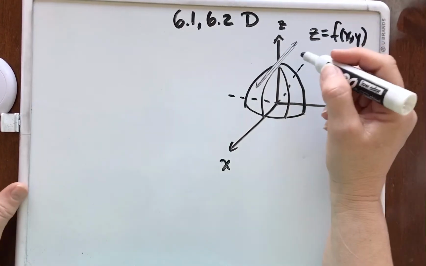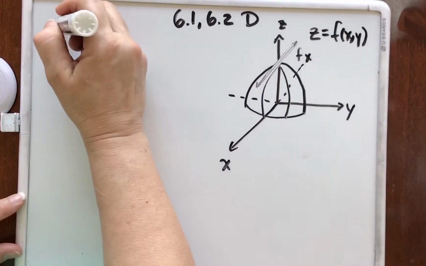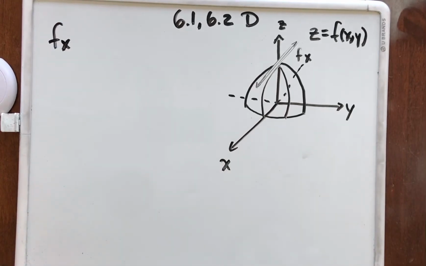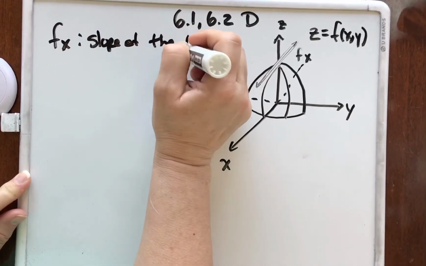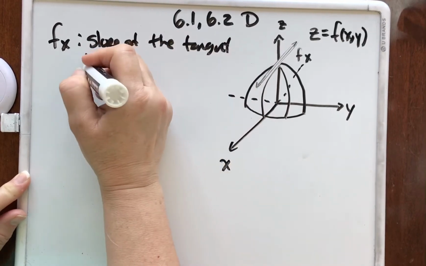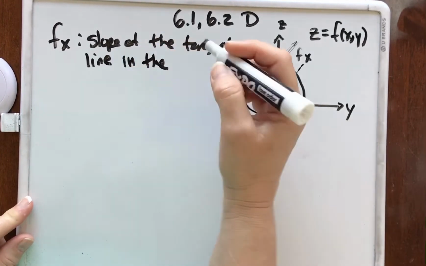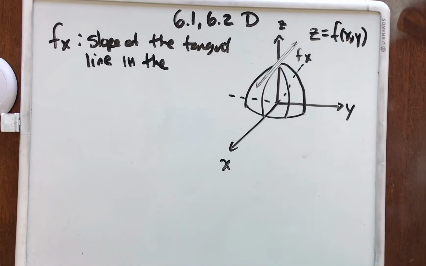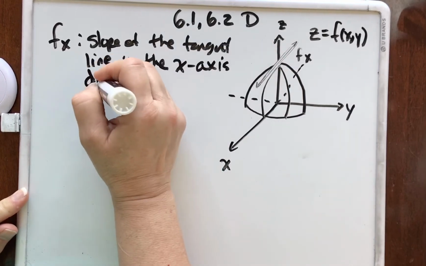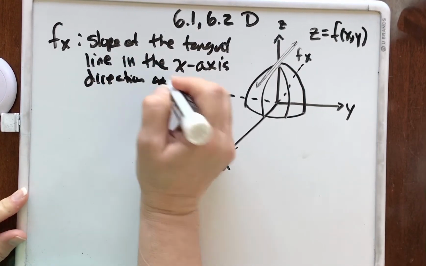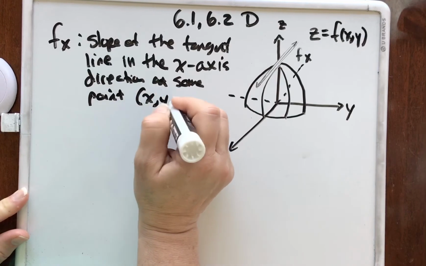What we're going to be finding is, I'm going to put it over here, I'm going to call this f of x. It's not really f of x. We say fx, and that means the slope of the tangent line, how should I say this, in the x direction, the x-axis direction, at some point x, y, z.